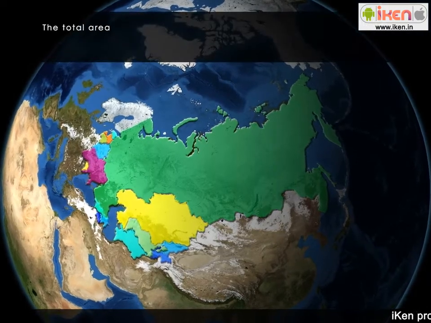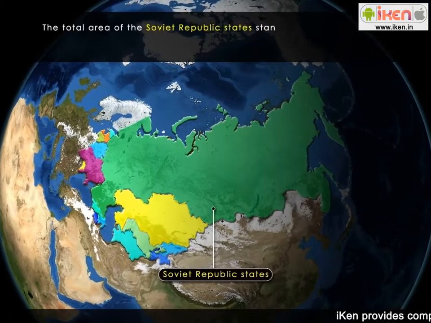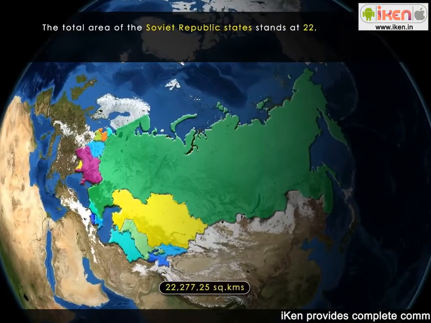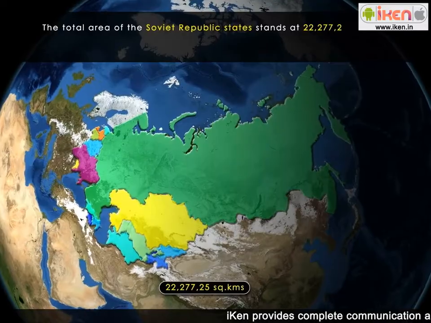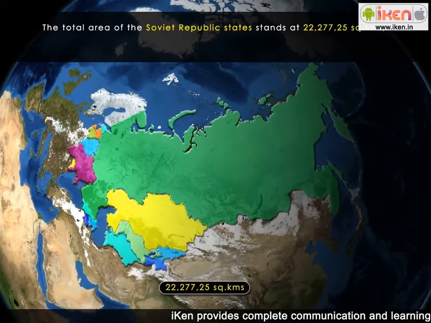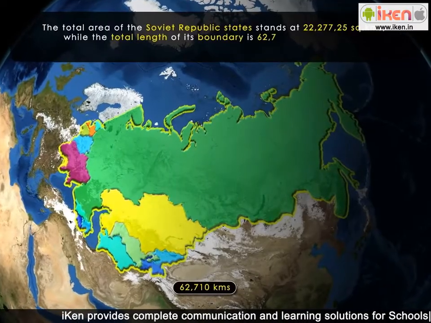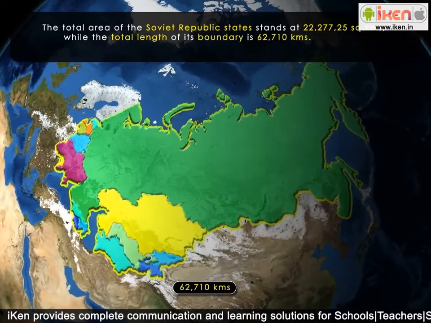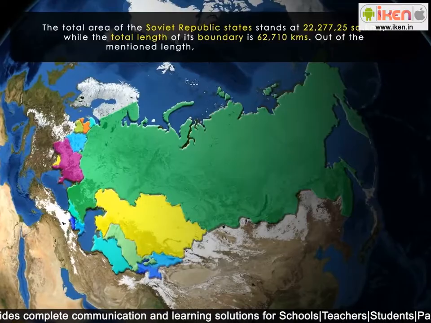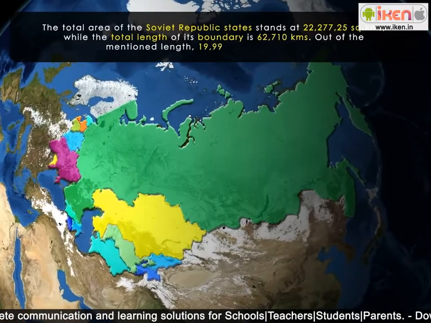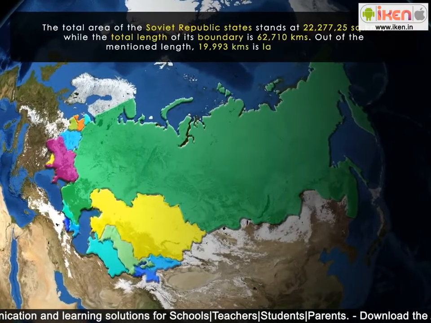The total area of the Soviet Republic state stands at 22,27,725 square kilometers, while the total length of its boundary is 62,710 kilometers. Out of the mentioned length, 19,993 kilometers is land frontier.